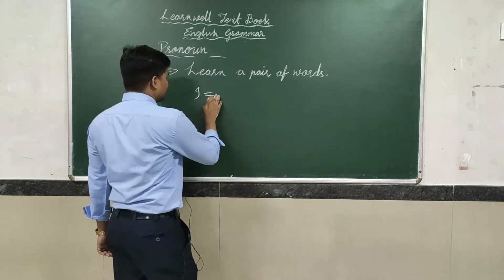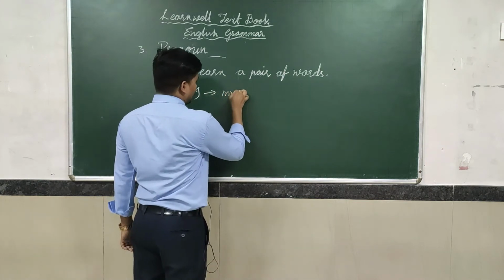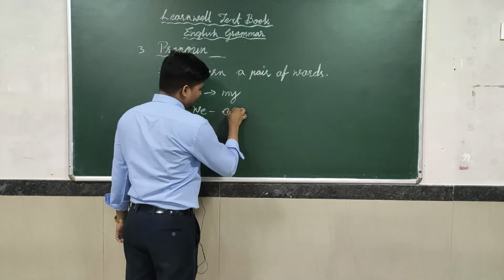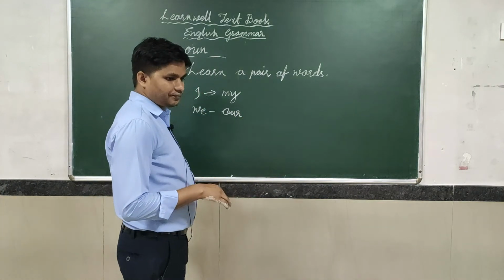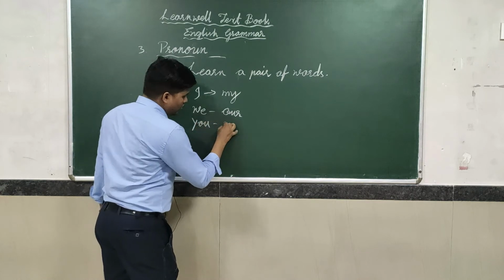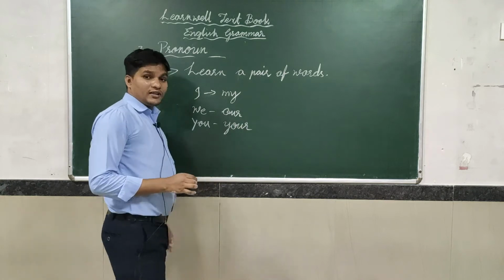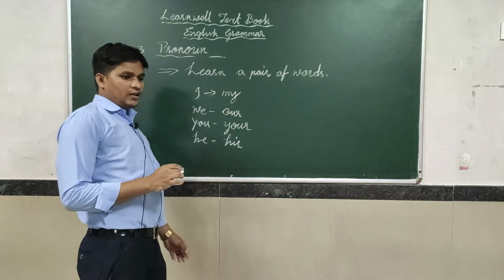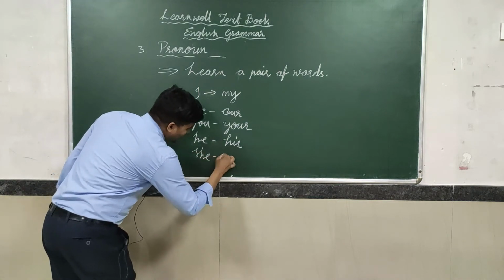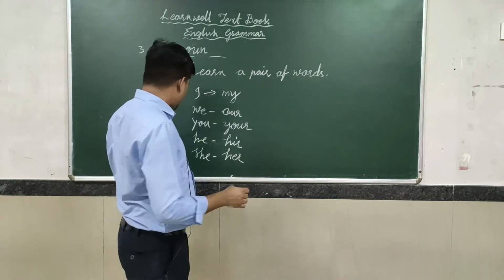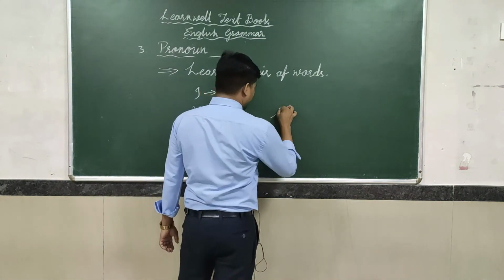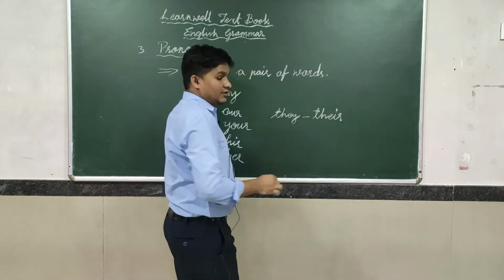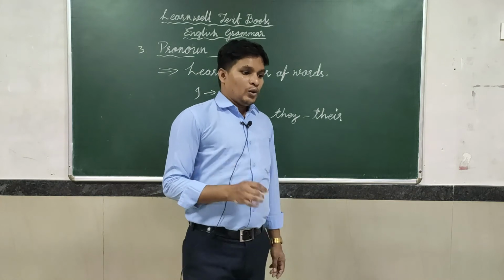Suppose I place "I", what will come? I with my. I with my. We means us. We means us. You means your. You means your. He means his. He means his. She means her. Next, they means their. They means their.